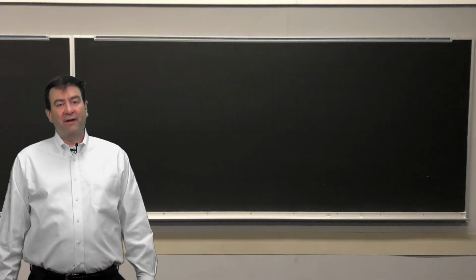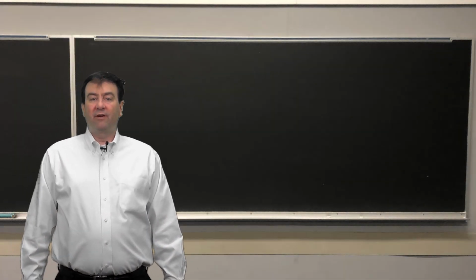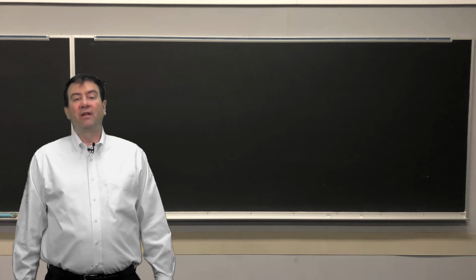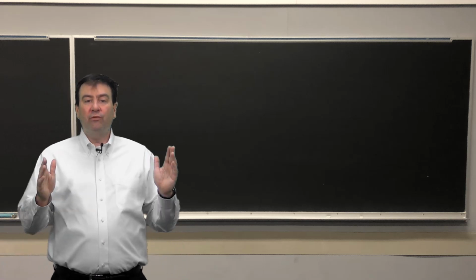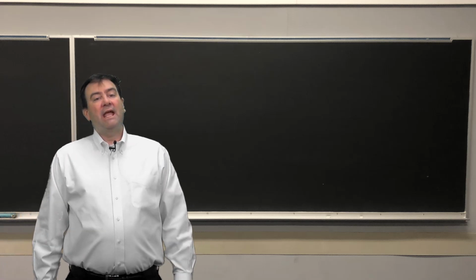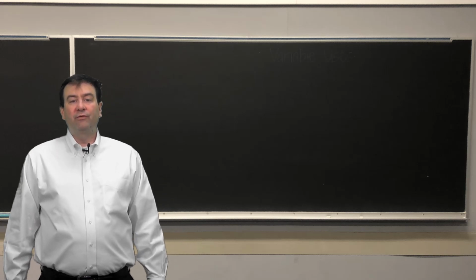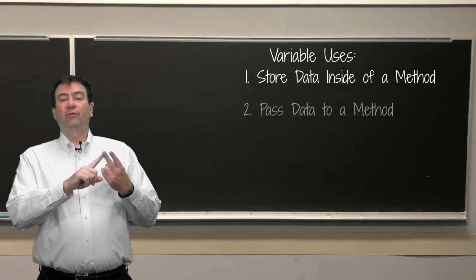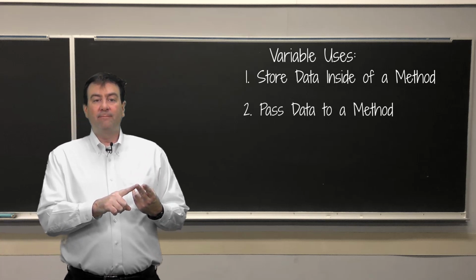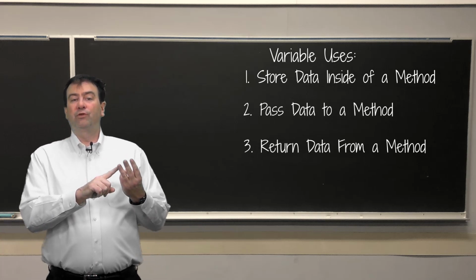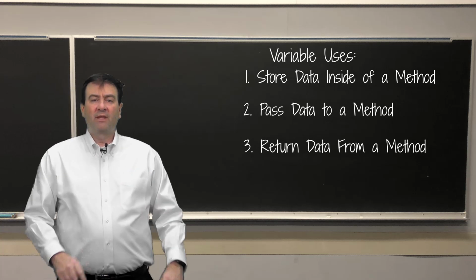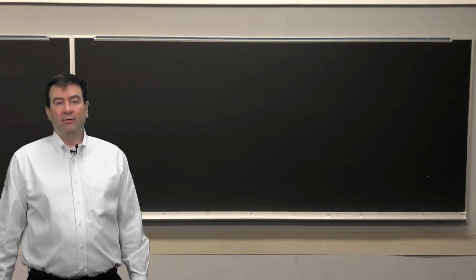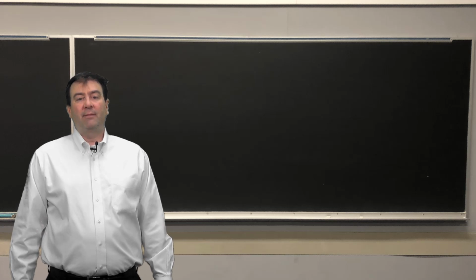Now that we know how to define variables, put data into variables, and get data out of variables, let's talk about how you can use variables in your program. As I mentioned earlier, you can use variables to store data inside of your method. You can use variables to pass data to a method, and you can use a variable to return data from a method. In order to pass data into a method, you must define a parameter.